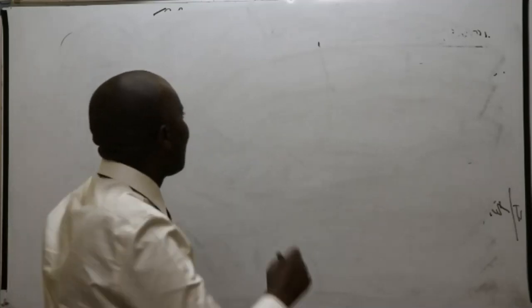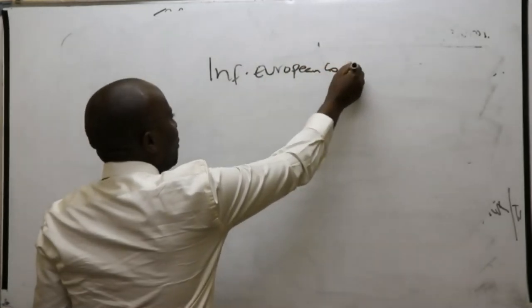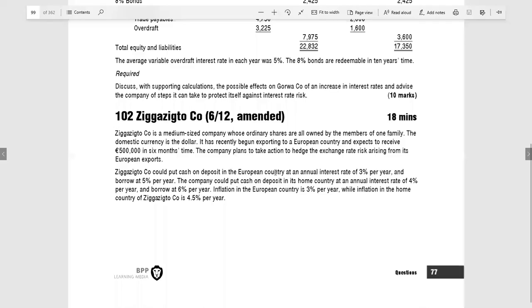Okay, so we are told down here, the inflation in the European country is 3%. And then we have inflation in the home country of Zigazigito. So inflation in the home country of Zigazigito, what do they say it is? It is 4.5% per year.